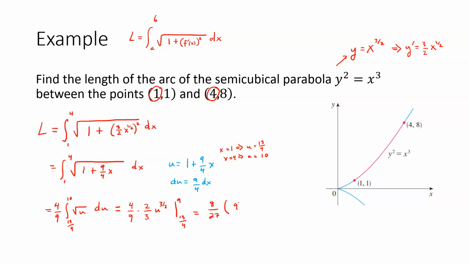And then we have 9 to the 3/2 power minus 13/4 to the 3/2 power. We could of course do a little bit more simplification here, but I won't go too far with it. Noticing that here 9 to the 3/2 power is just 27, and 13 to the 3/2 over 4 to the 3/2, which is 8. Okay, so we'll leave it there.